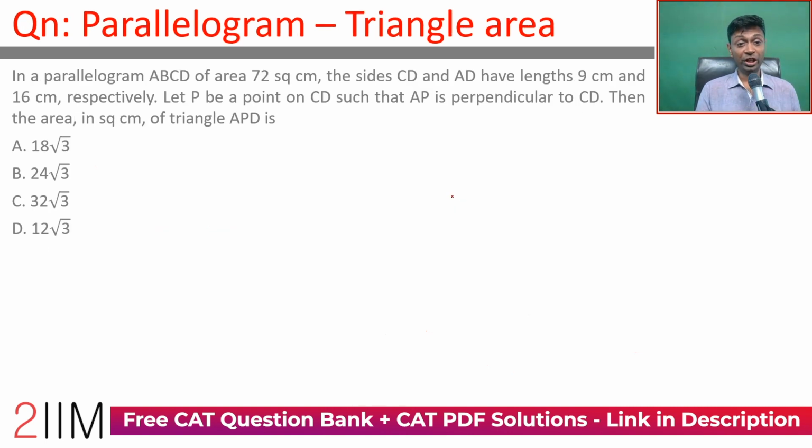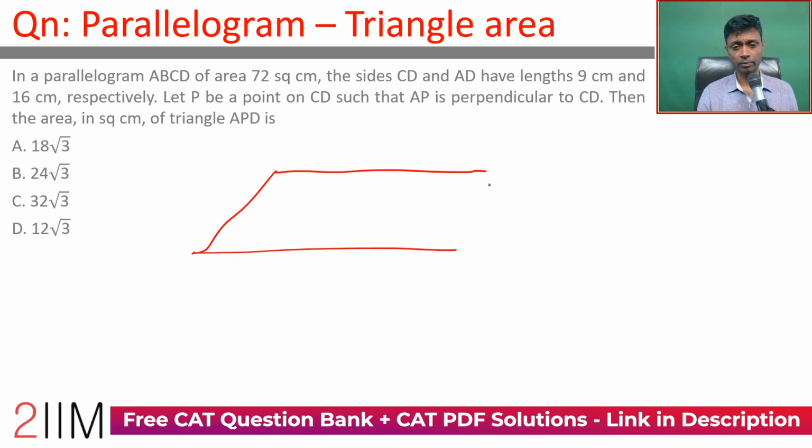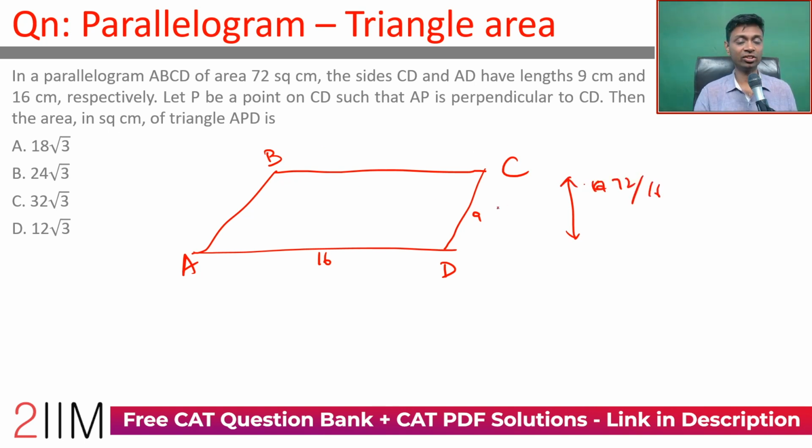In a parallelogram ABCD of area 72 square centimeters, CD and AD have lengths 9 centimeters and 16 centimeters respectively. So AD is longer. I'm going to keep that in mind. So diagram like this. So let's say we have A, B, C, D. This is 16. This is 9. Area is 72 square centimeters, which basically means that this height is 72 by 16 and the other height is 72 by 9, 8.